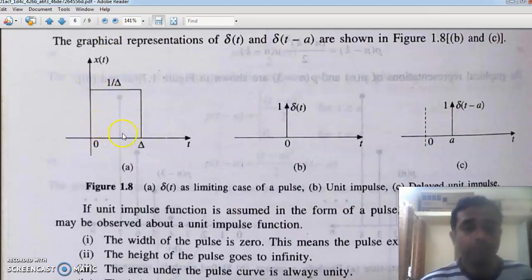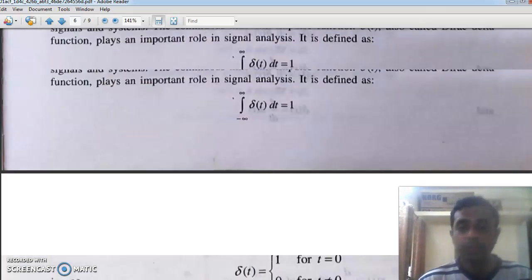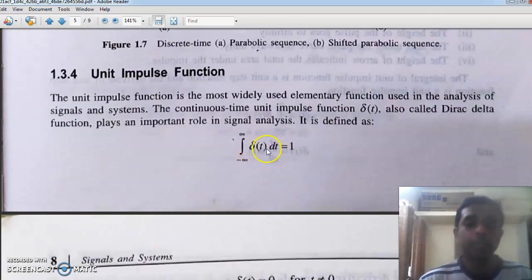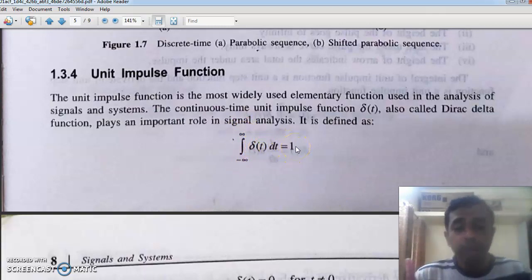Okay, so what is the area of this pulse? 1 by delta multiplied by delta is nothing but 1. That is how I have written it here: the integration from minus infinity to infinity of delta of t dt is equal to 1. So you're considering a pulse of width delta and height 1 by delta, and the area under that pulse is 1.